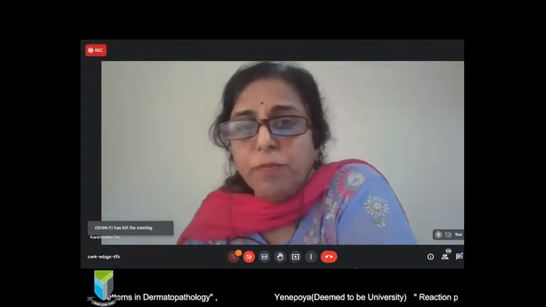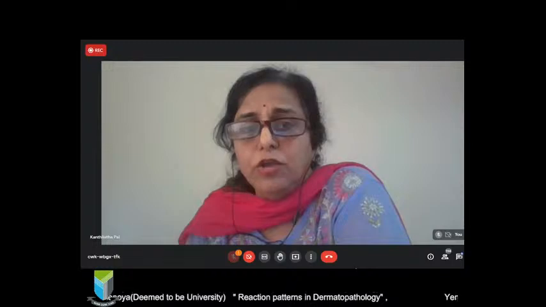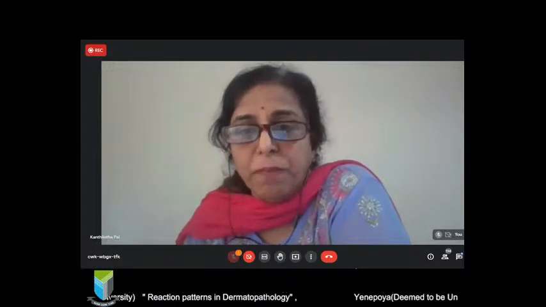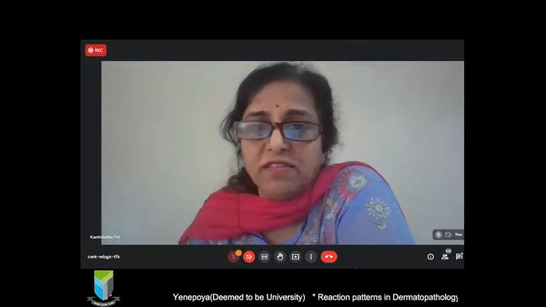Next is pityriasis rubra pilaris. Again, you can see here there's a psoriasiform reaction pattern. You see a lot of hyperkeratosis, parakeratosis. But what are the things which go against psoriasis here?